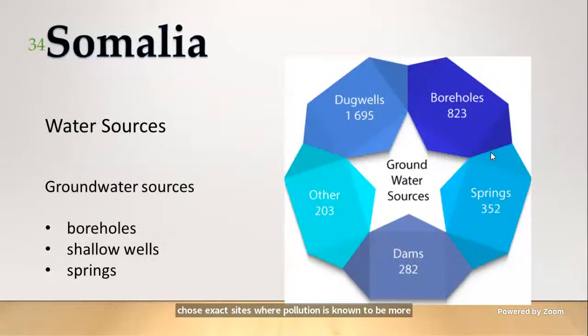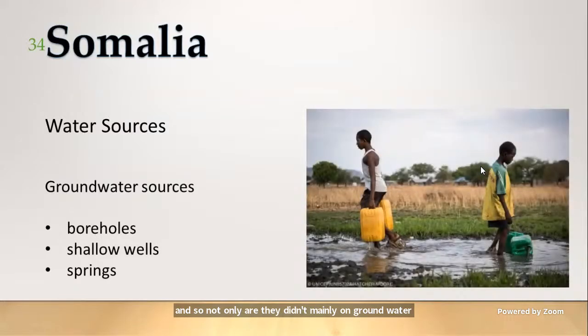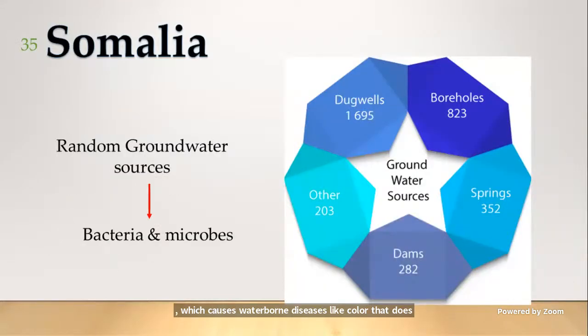In Somalia, they depend mainly on groundwater sources. And like Uganda, they have even more lack of sanitation, which causes waterborne diseases like cholera that threaten their lives. That's why it's most important to test bacterial infection and microbes in water.